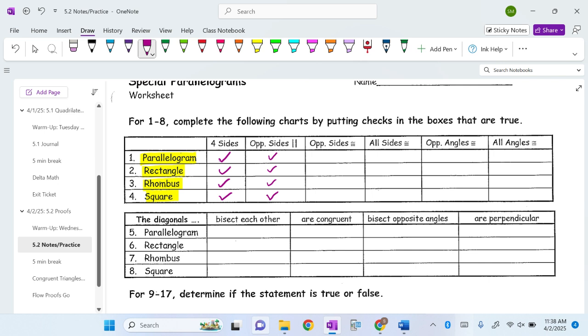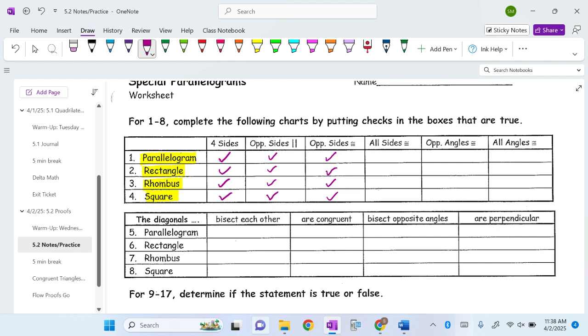Now, is it true that all the opposite sides are congruent? Yes, no, or maybe. So we're not saying all the sides are congruent, just the opposite sides. So think about it carefully. Yes, no, what do you think? It's actually all true. Because I'm assuming the holdup is with rhombus and square because all the sides are congruent.